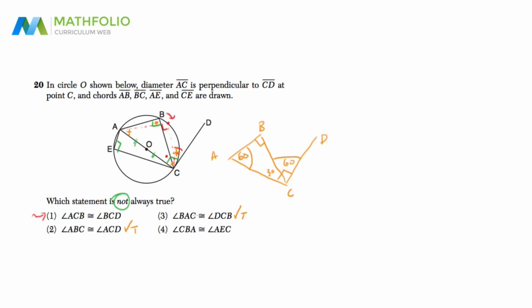Now number 4 is saying that C to B to A, which is right here, is congruent to A to E to C, so that's right here. And of course we know that they're both 90 degrees, so this is in fact true. So we were correct with our first thought. Number 1 is the answer because it's not always true.